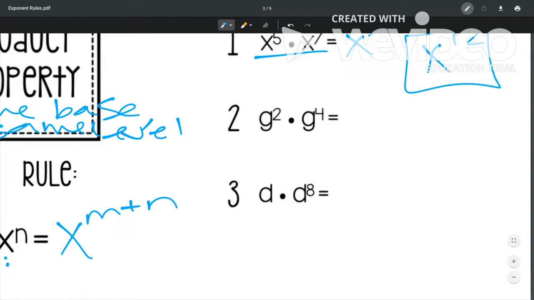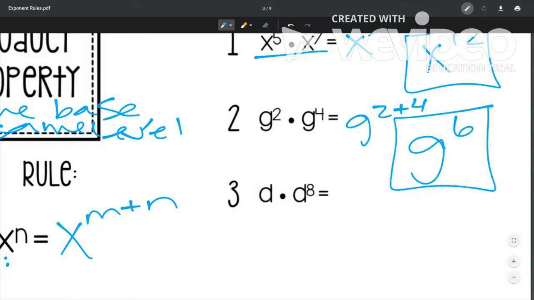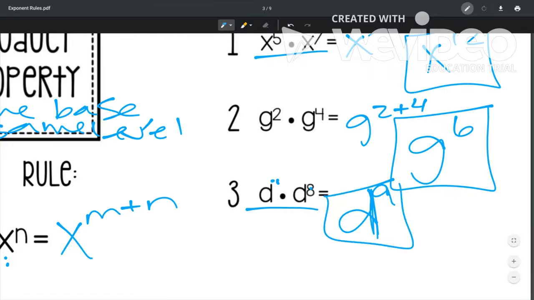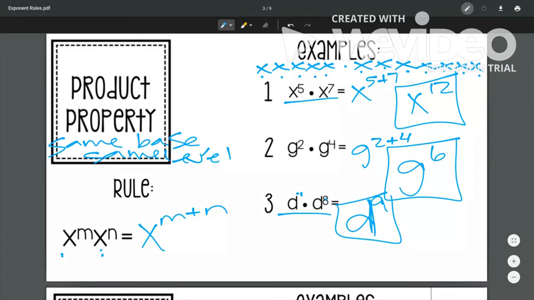Next up, if you've got something like this, g squared times g to the 4th, that's 2 plus 4, which gets you g to the power of 6. If you see something like this, please, please, please do not forget that there is a 1 for an exponent there. You're going to see this a whole lot more for the rest of your algebra career. So you need to remember when you've got something with just 1 for an exponent, that we don't write the exponent, but that it's understood to be there. And of course, 1 plus 8 gives you 9. So that right there is our product property.